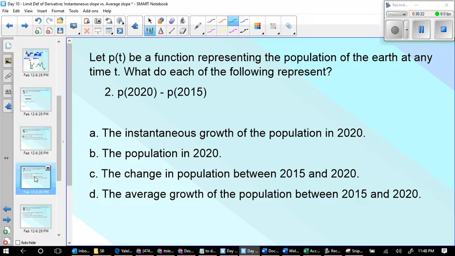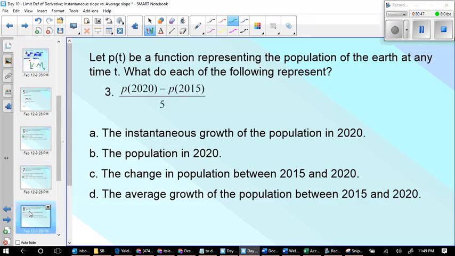All right, let's go to the next one. This is P of 2020 minus P of 2015. What does that actually mean? Well, P of 2020 is the population in 2020. P of 2015 is the population in 2015. I'm subtracting that, so that would give me the change in population between 2015 and 2020.